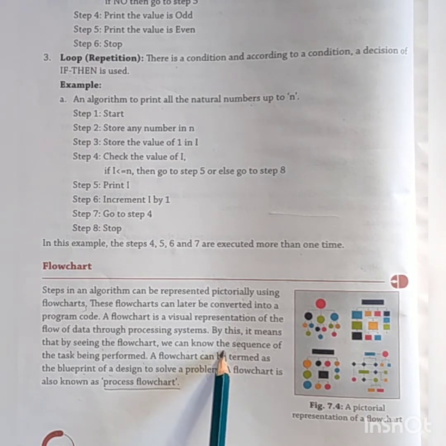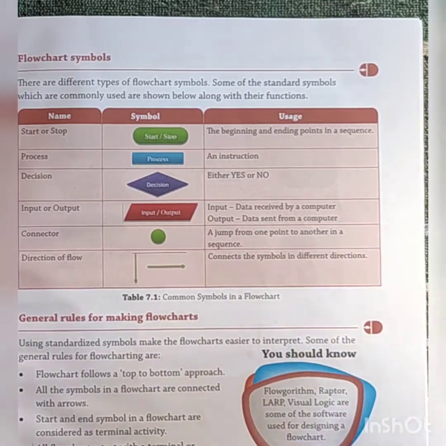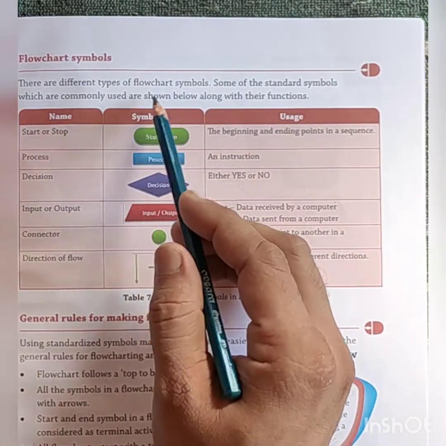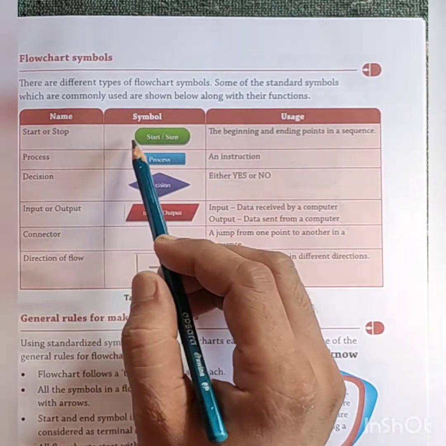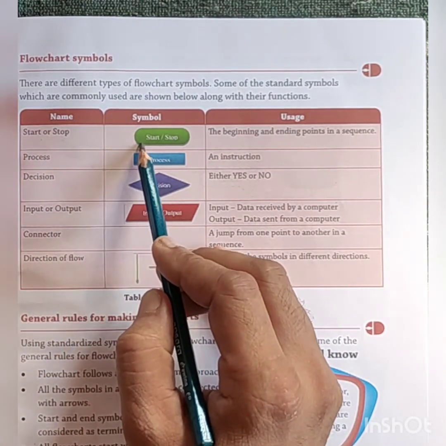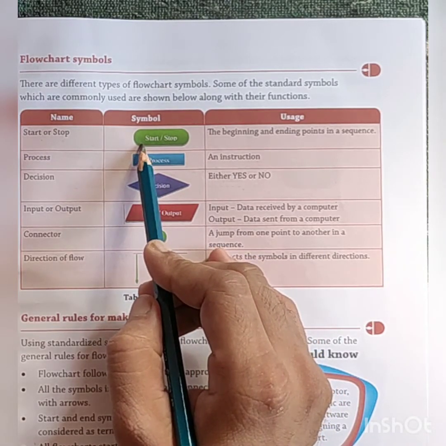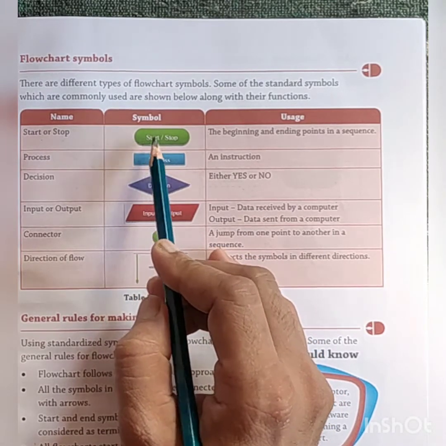Okay. Now there are flowchart symbols. When you draw a flowchart, there are particular symbols you should follow. I'll show you the picture. To draw the flowchart, there are some standard symbols. If you want to mark start and stop, you use a particular symbol. This indicates whether you are starting or ending.